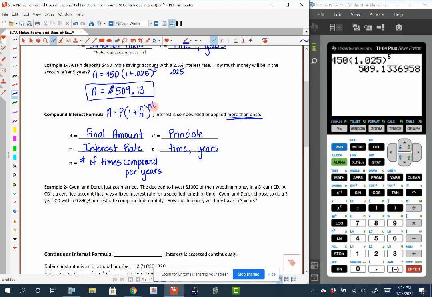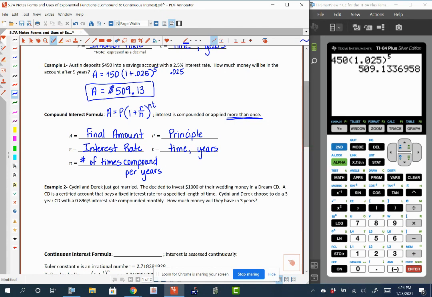But then we need to offset that exponent, because remember, to keep an equation balanced, if we've got something inside of our parentheses, we also should have something with an exponent. So this is essentially the same formula as our simple interest, but because we're dividing that rate a different number of times a month or a year, we also have to affect our exponent. So let's look at an example where we use this compound interest.